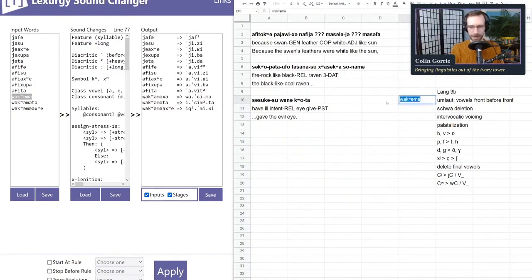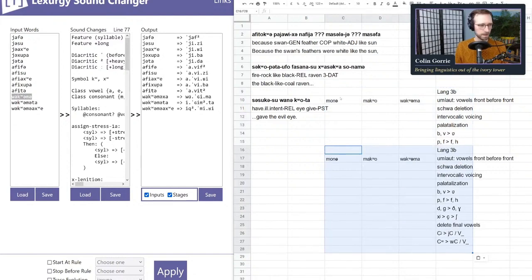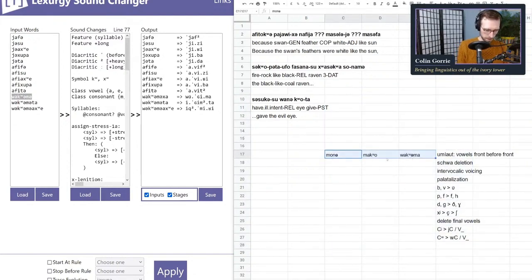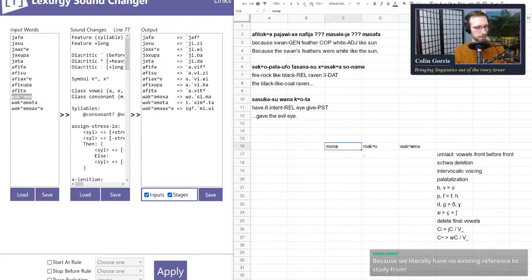Okay, so let's take wakwama, and let's actually take the other ones too that we've had. Maku, and so maku would be something like makwo, and moon would be something like muna, or mona, rather. Okay, so these are our inputs. Let's move this a bit down. And let's derive these. So vowels front before front vowels. We don't have any front vowels. Schwa deletion.